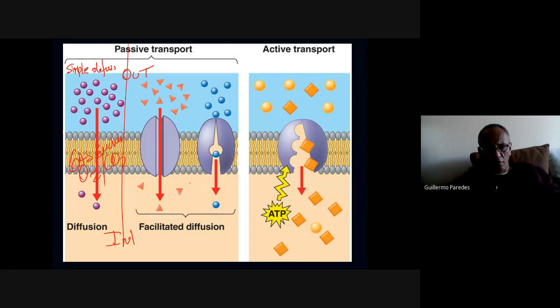Next, we have the facilitated diffusion. Facilitated diffusion involves the protein here. This is the most common. These proteins are going to open, then the molecules are going to pass, go down, down, down, and when it's here, they are going to close on the top and open on the bottom. That is facilitated diffusion. Others are going to be channels, just direct channels. But just remember, this is facilitated diffusion.